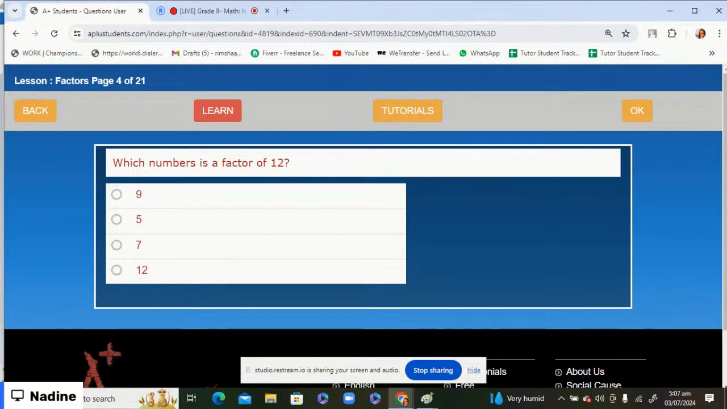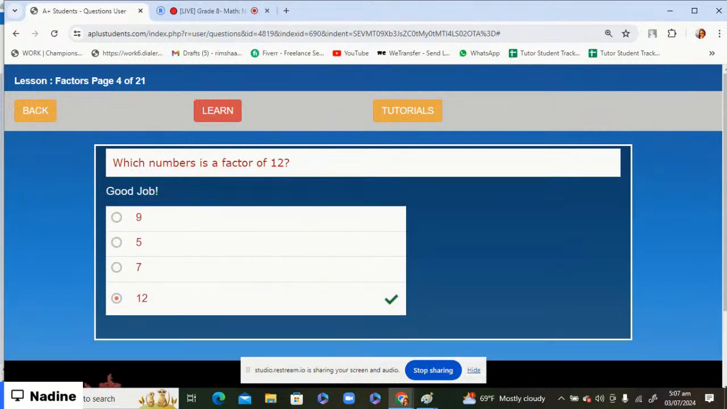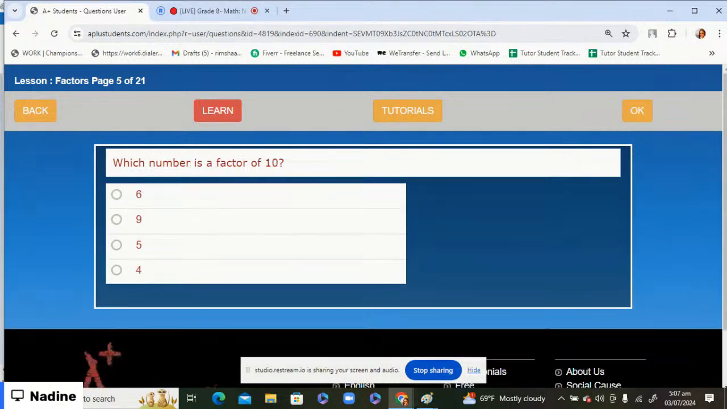Now which number is a factor of 12? 12 divided by 9 is no number. 5 divided by 12, no. 7 divided by 12, no. 12 divided by 12, it's 1. So it means that this is a factor of 12. Okay. 12 is a factor of 12 by itself.